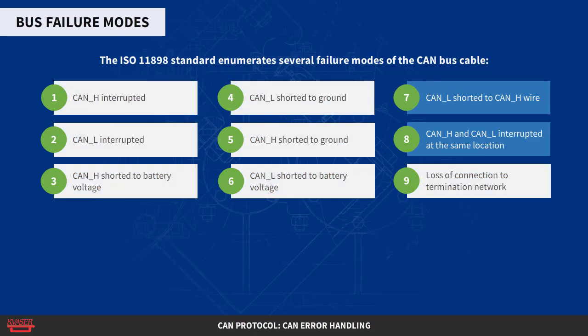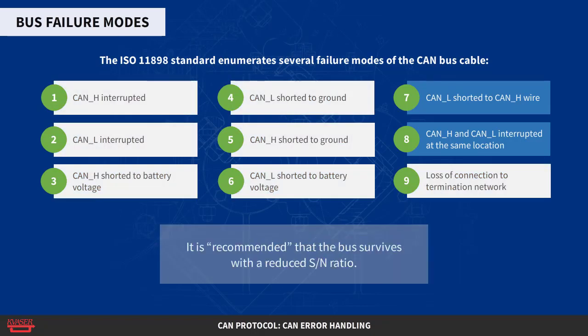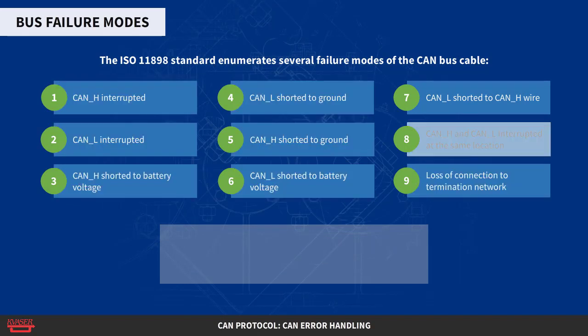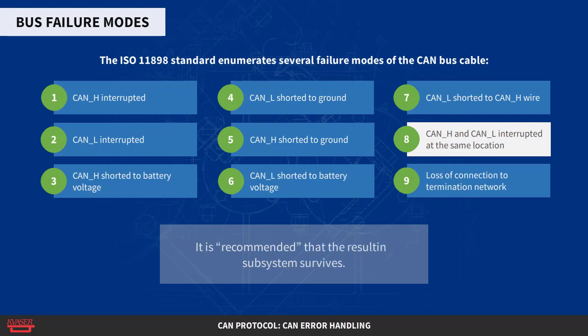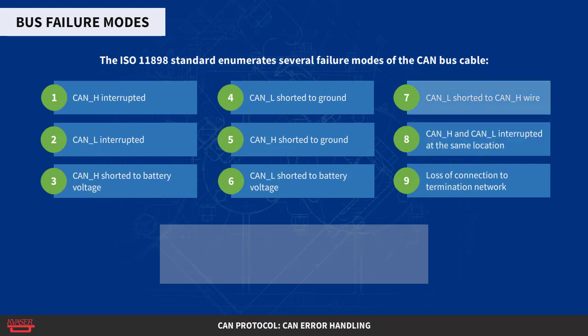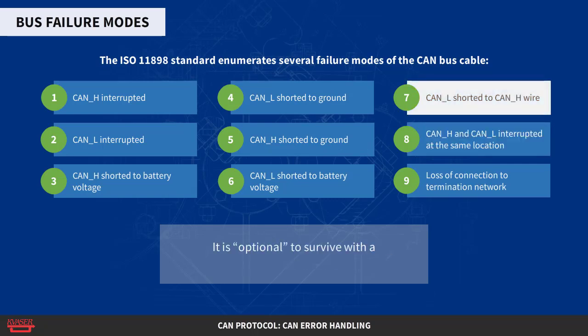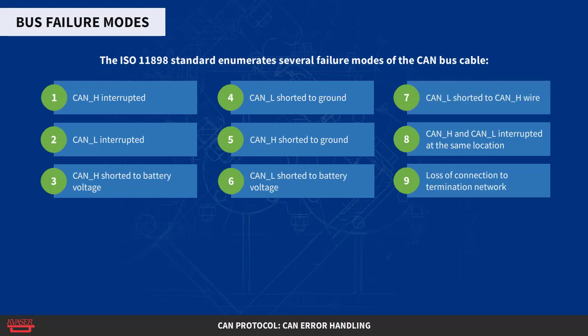For failures 1 through 6 and 9, it is recommended that the bus survives with a reduced signal-to-noise ratio, and in case of failure 8, that the resulting subsystem survives. For failure 7, it is optional to survive with a reduced signal-to-noise ratio. In practice, a CAN system using 82C250 type transceivers will not survive failures 1 through 7, and may or may not survive failures 8 through 9.